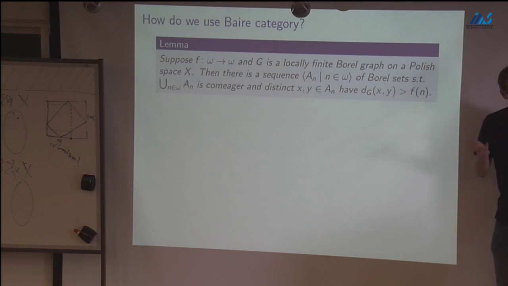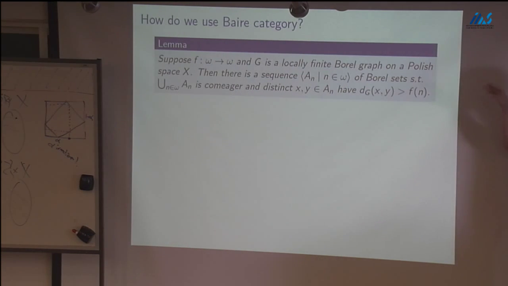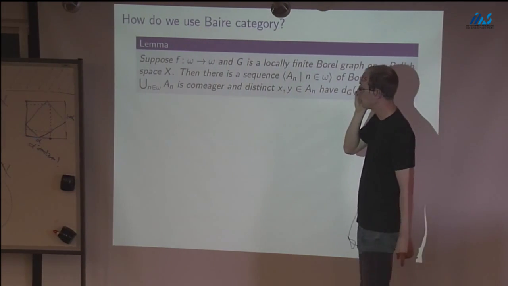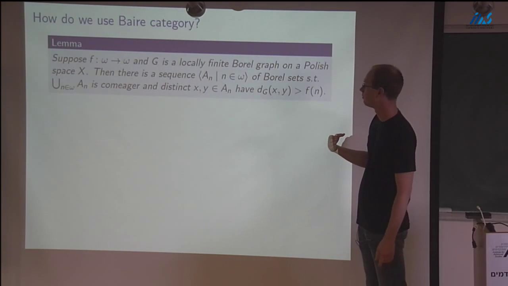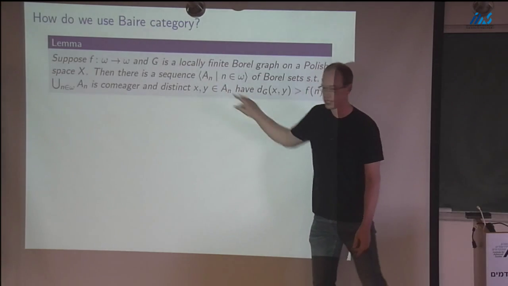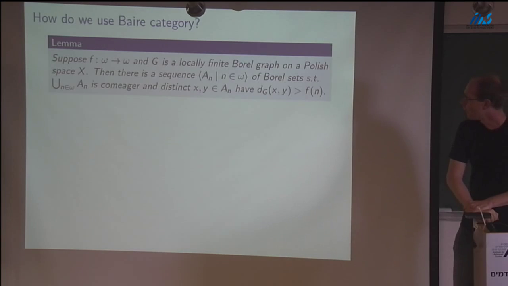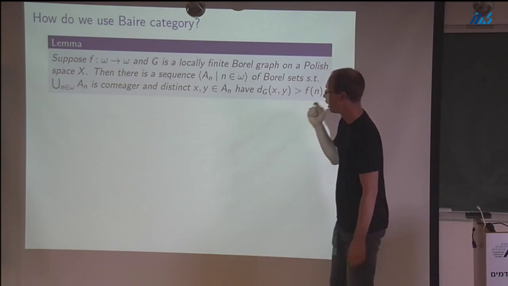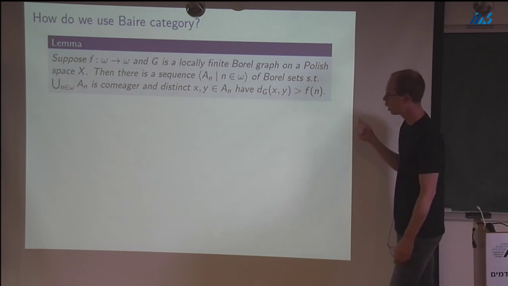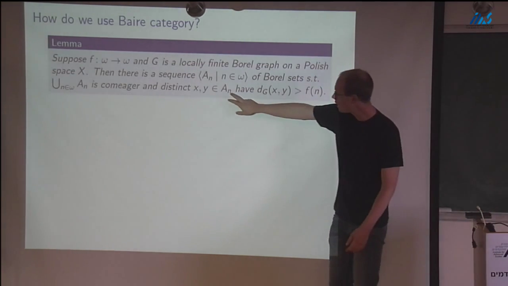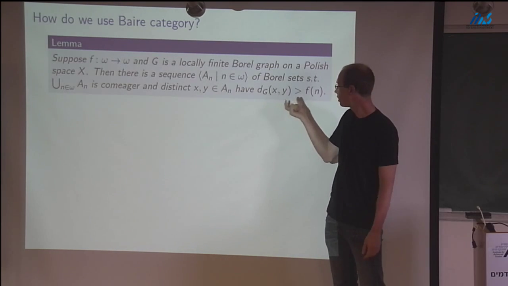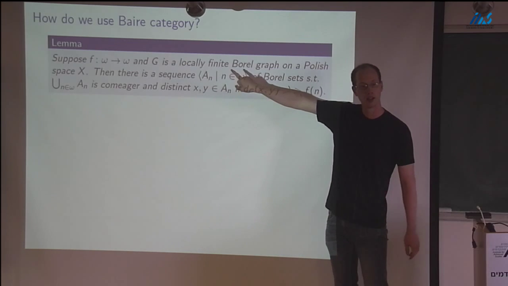All right. So I want to talk about how you use Baire category in proving this version of Hall's theorem. We use it only in this very nice, black-boxy way. Suppose you have some function from omega to omega, and you have this graph. I can partition the vertex set of the graph into countably many sets A sub n so that their union is co-meager. But each set A sub n has the property that points in A sub n are pairwise of distance at least f of n. So each set A sub n is a subset of the vertex set of the graph, but points inside it are far apart, farther apart than this arbitrary function f that you pick.